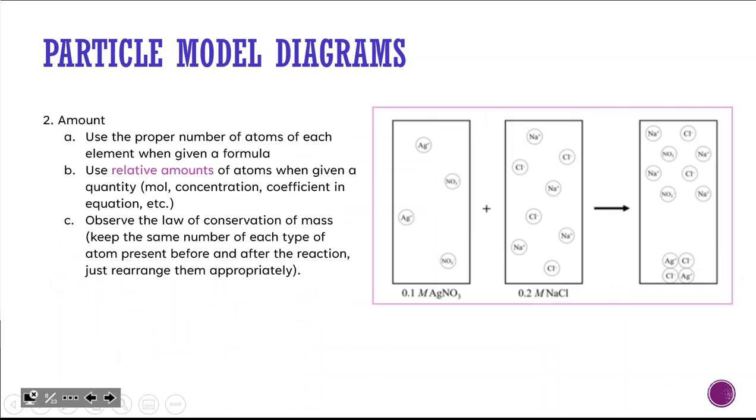All right, so a couple of other things. Amount. Proper number of atoms of each element when given a formula, or a concentration, or the number of moles. Like in the ones on the problem set where you had to count the little circles of stuff, figure out how much it could make. So they definitely have to go by their amounts because we have limiting and excess now. Some things may not get completely used. You also have to represent that.